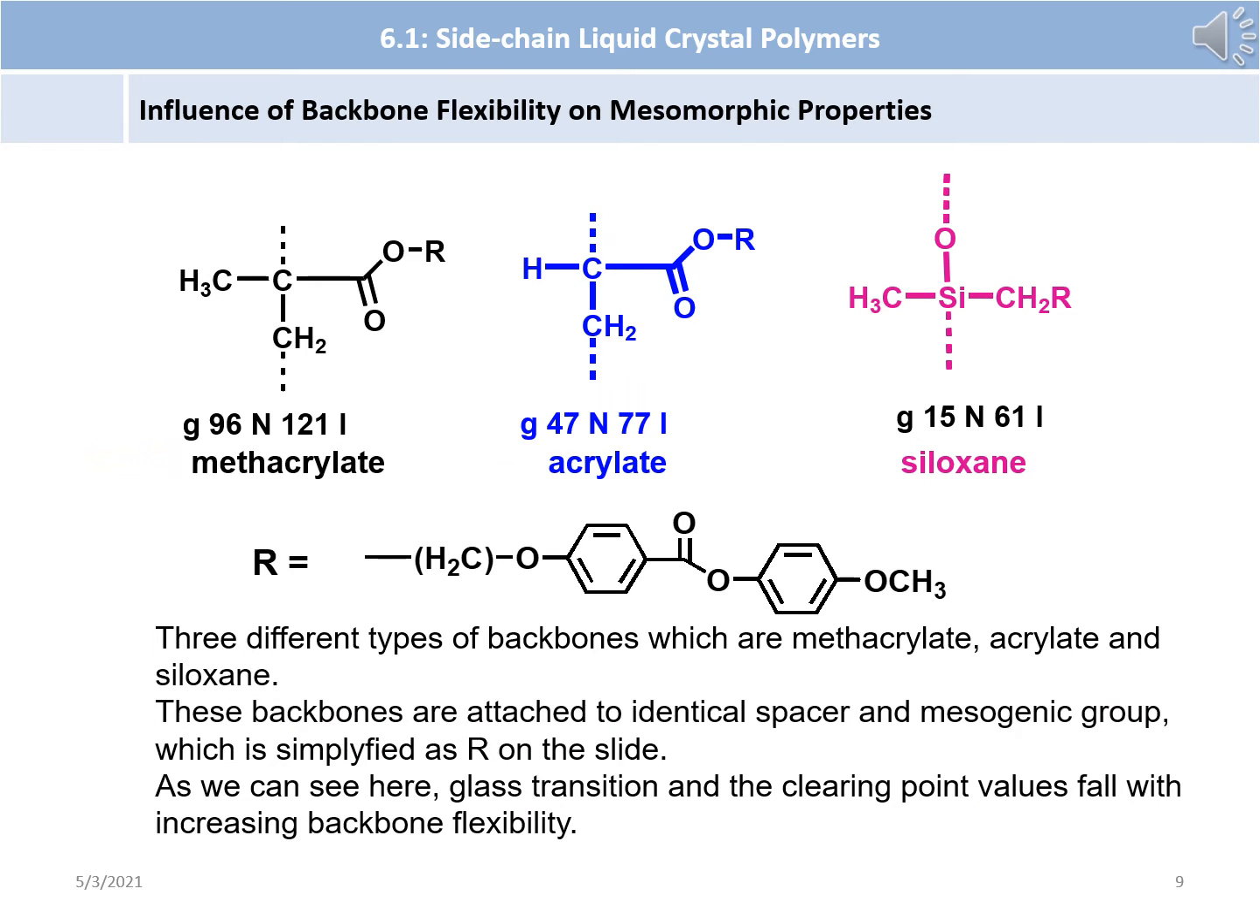Let's see the influence of backbone flexibility on mesomorphic properties. On this slide, there are three different types of backbones, which are methacrylate, acrylate, and siloxane. These backbones are attached to an identical spacer and mesogenic group, which is simplified as R on the slide. As we can see here, the glass transition and the clearing point values fall with increasing backbone flexibility.